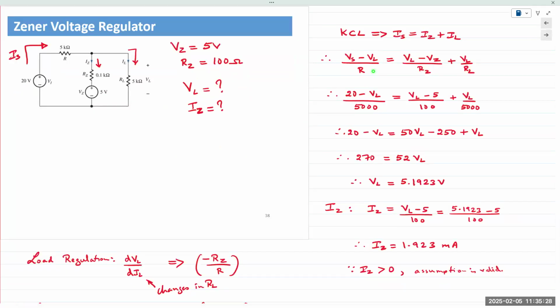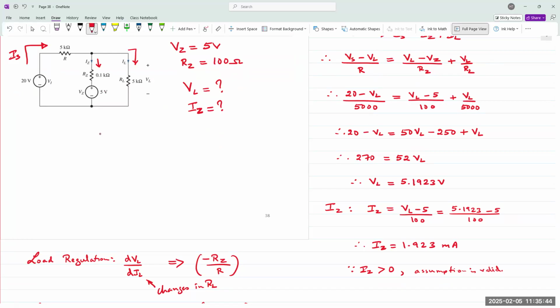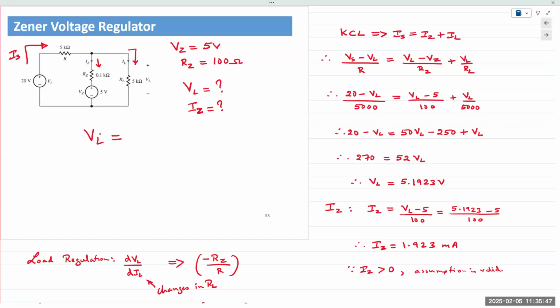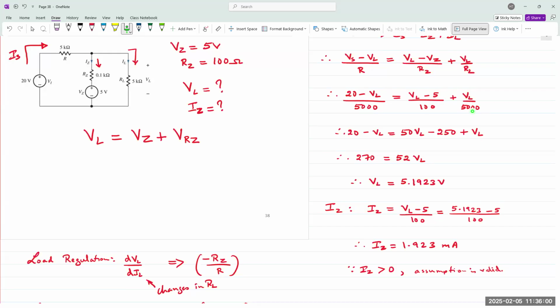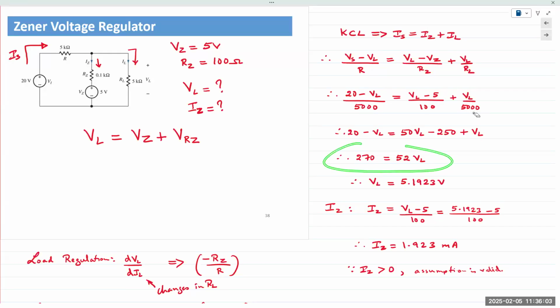All right. So from this point on, we plug in all the known values. Once you plug in all the known values, the only unknown left is VL. VL, of course, is VZ plus VRZ, the voltage drop across the Zener diode and the Zener resistance. And so we obtain VL as 5.19 volts.